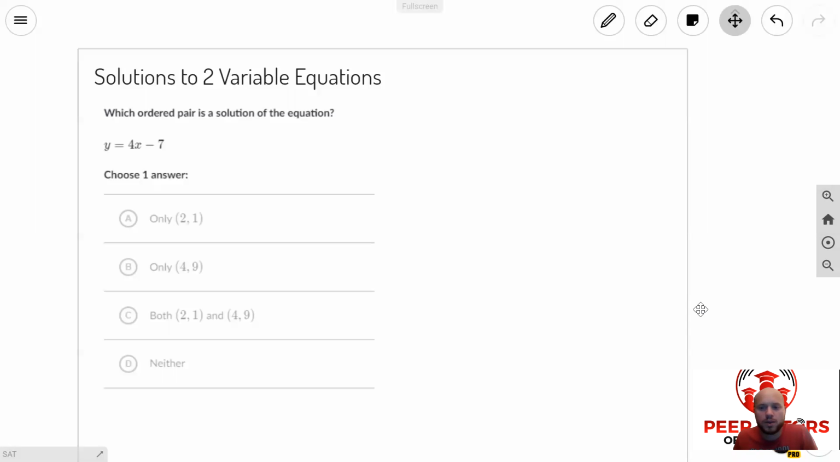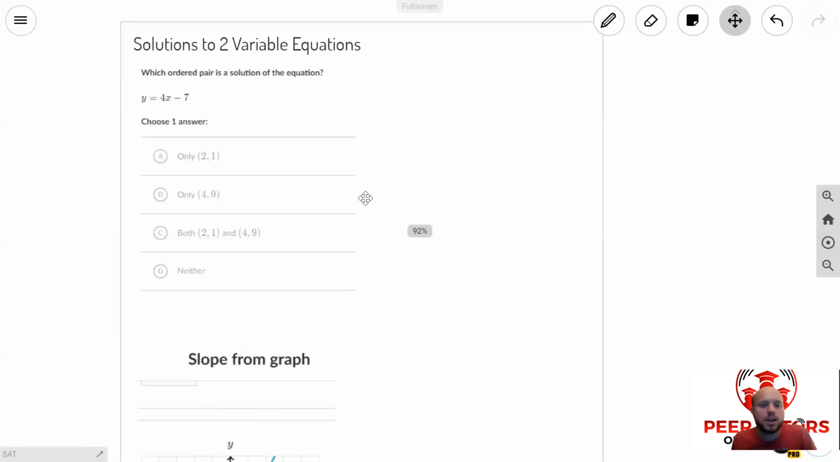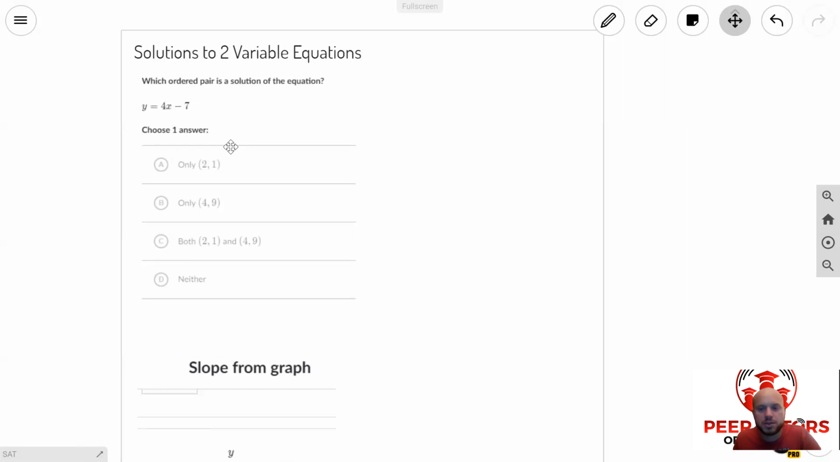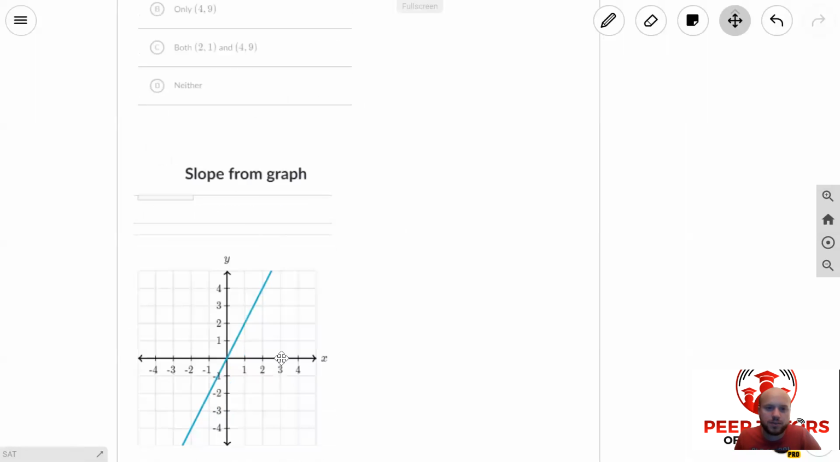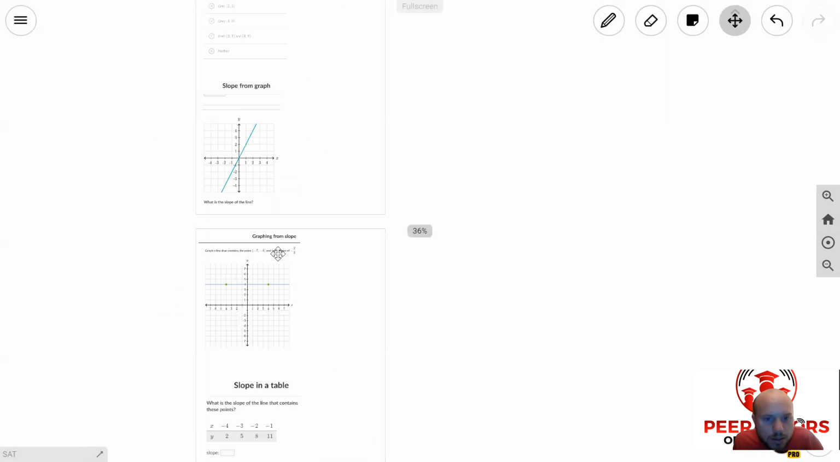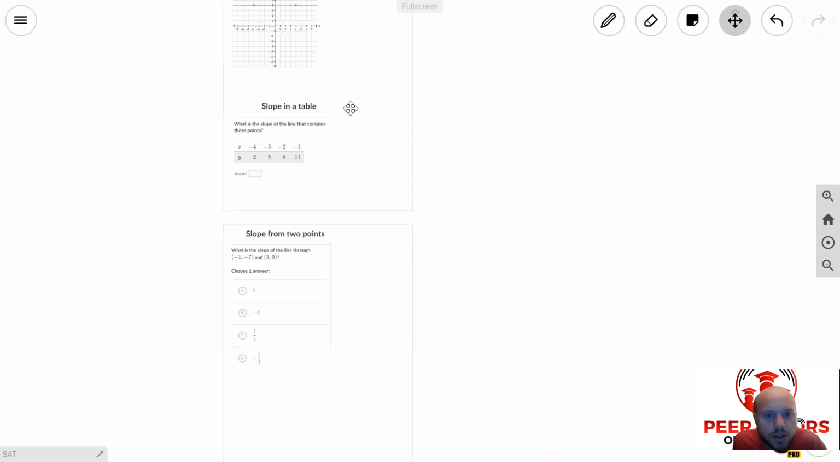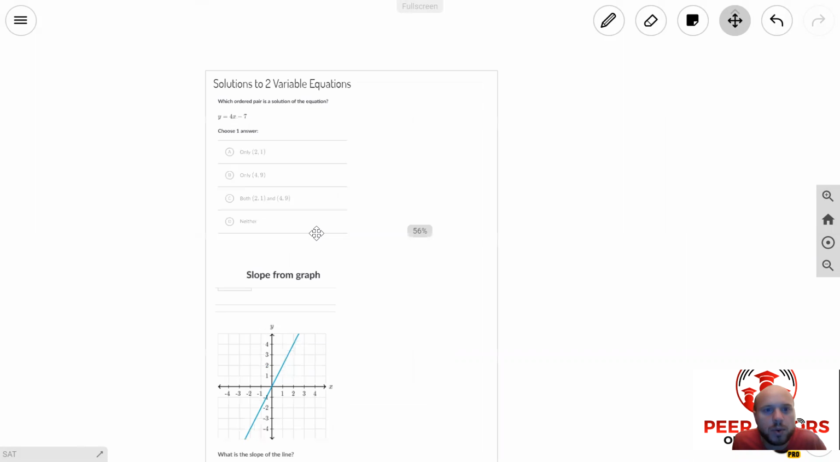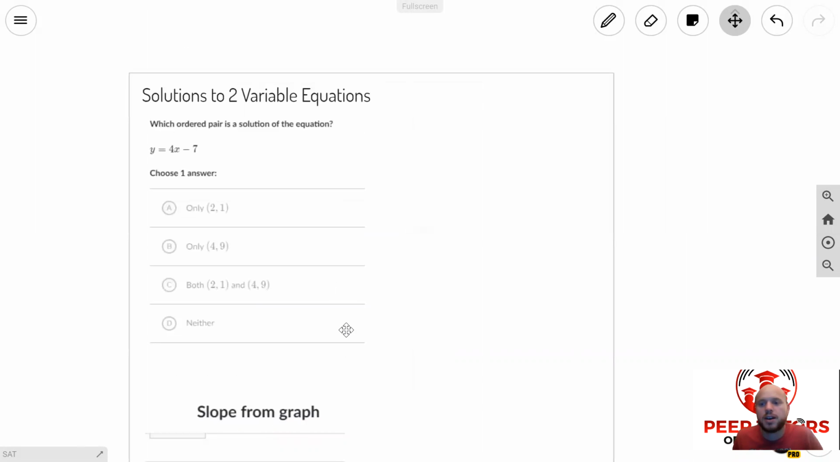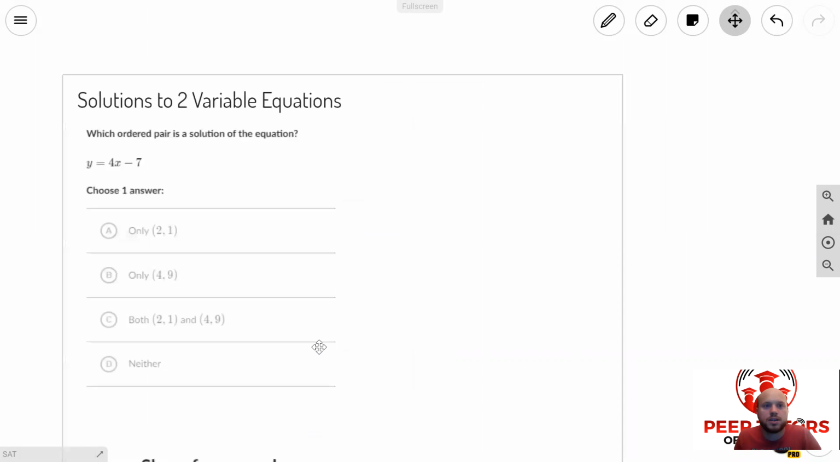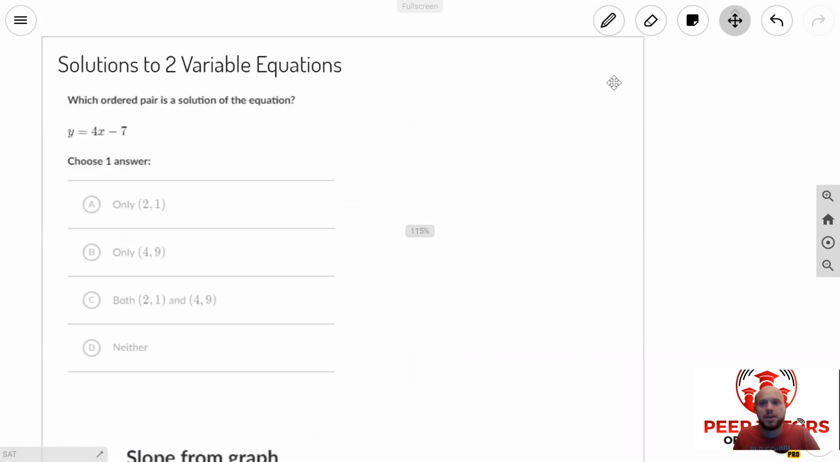All right, everyone. We are going to start with solutions to two variable equations, but from there on, it's all going to be about slope. Slope is one of the most important things to understand as you begin Algebra 1, all right? Because linear functions are the first type of function that you explore.